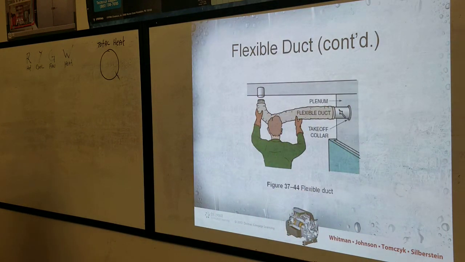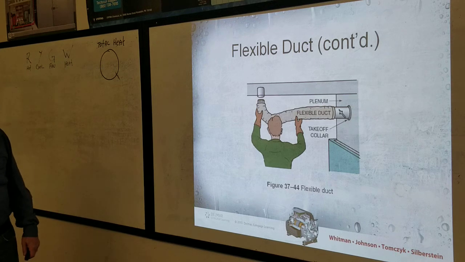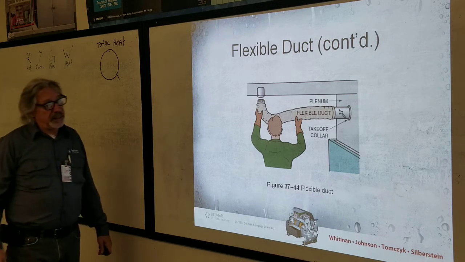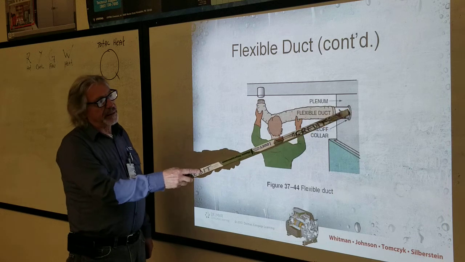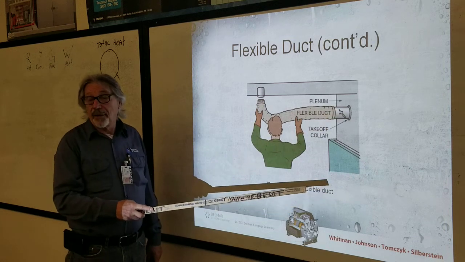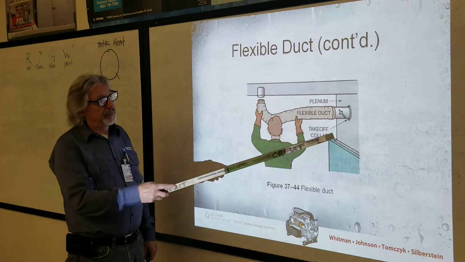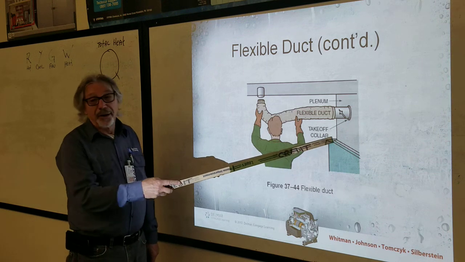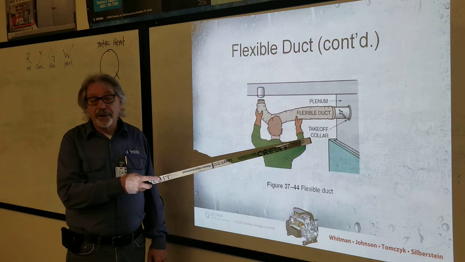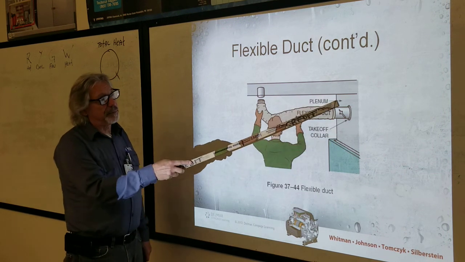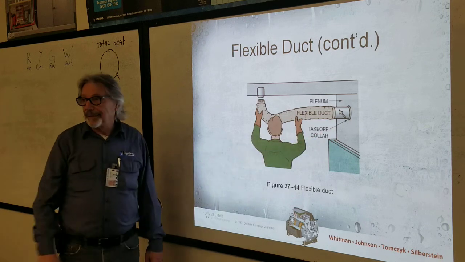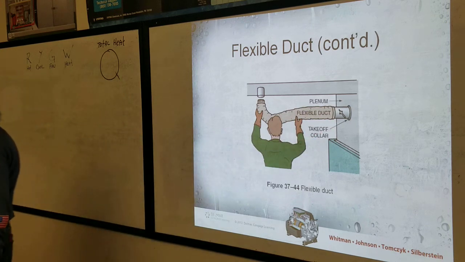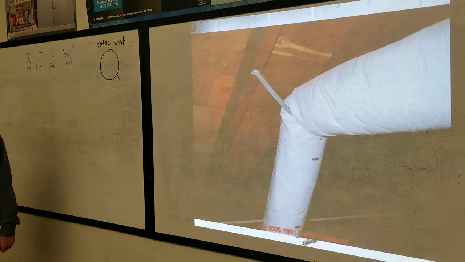And here's a cartoon of installation of flex duct. As you can see, off of the plenum, there is a, what kind of collar? A takeoff collar. And this is a plenum, right? That's probably not good, right? I feel like that's going to cut off my airflow.